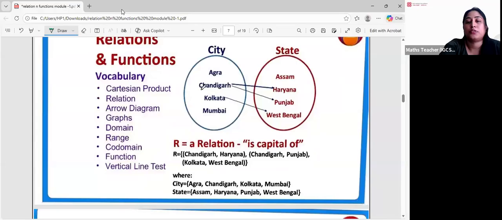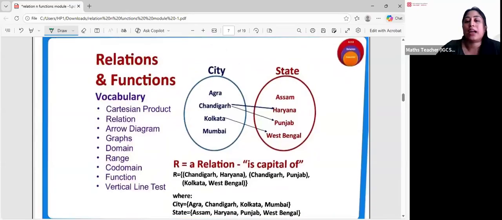So now we have the city and state. Chandigarh is related to Haryana, Chandigarh to Punjab, and Kolkata to West Bengal. So what is the relation we are getting? Chandigarh with Haryana, Chandigarh with Punjab, and Kolkata with West Bengal. We got three pairs for a relation. The relation is 'capital of': Chandigarh to Haryana, Chandigarh to Punjab, and Kolkata to West Bengal. So this is our relation, correct?